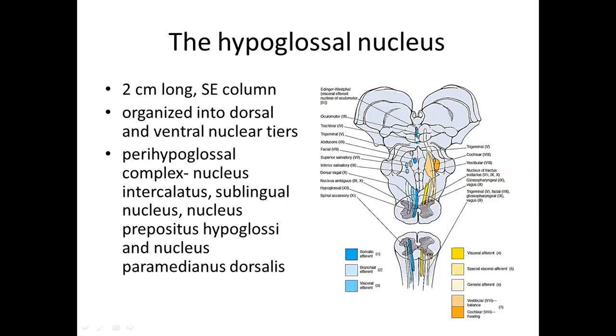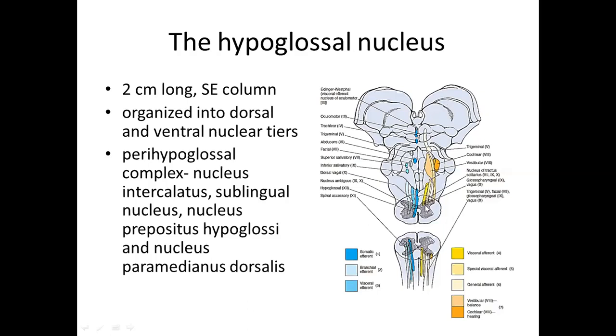Now comes the gray matter. So the first one is the hypoglossal nuclei, which belongs to the somatoefferent column, right? So this one is the hypoglossal nucleus. The most medial one is the somatic efferent column. Why? Because it is supplying the muscles formed by occipital somites, that is the tongue muscles. It is around 2 centimeters long. It is organized into a dorsal and a ventral nuclear tier.